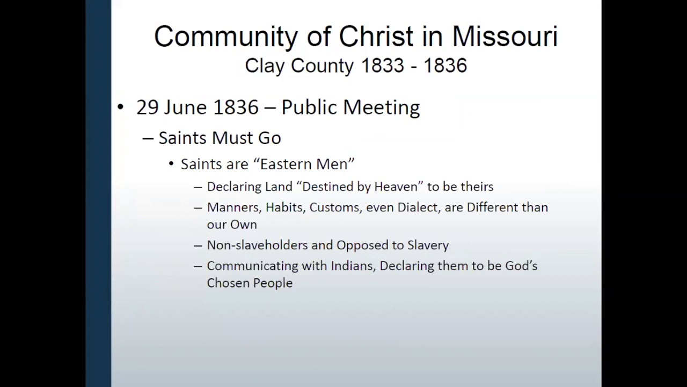Remember that reference to New England, the cultural conflict. They also, though, are annoyed that we are saying that the land is destined by heaven to be ours. They're annoyed that our manners, habits, customs, and even dialect are different than their own. They thought we talked funny, among other things. We were opposed to slavery, and we were communicating with the Native Americans, which made them nervous. So for all of those reasons, they asked us to leave.